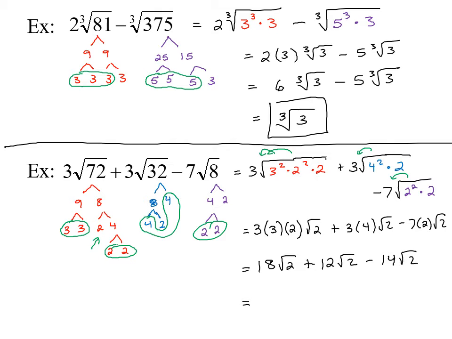So 18 minus 14 gives me 4. 4 plus 12 is 16. So I get 16 square root of 2. Or if you want to do 18 plus 12, that's 30 minus 14 is also 16. And that would be my answer. But the main thing is you got to simplify it to be sure that the same number is underneath the radicals before you can add and subtract them.